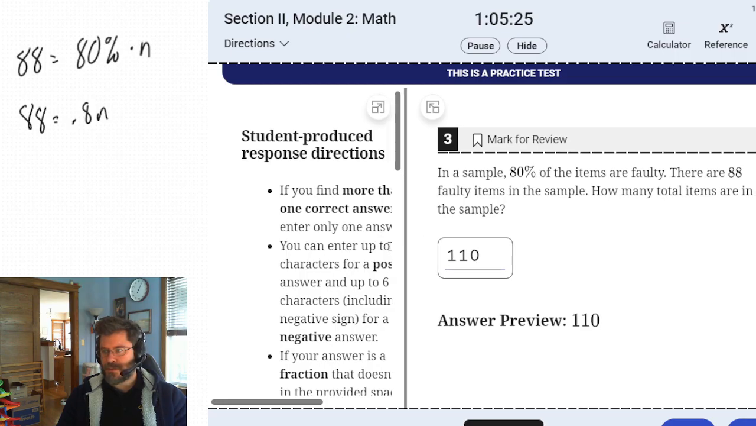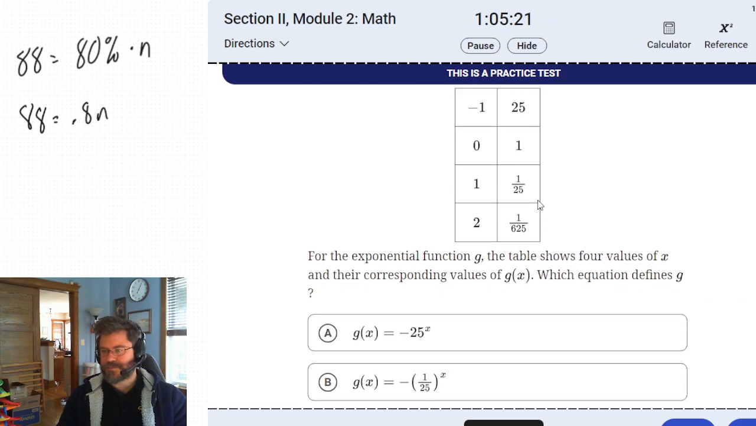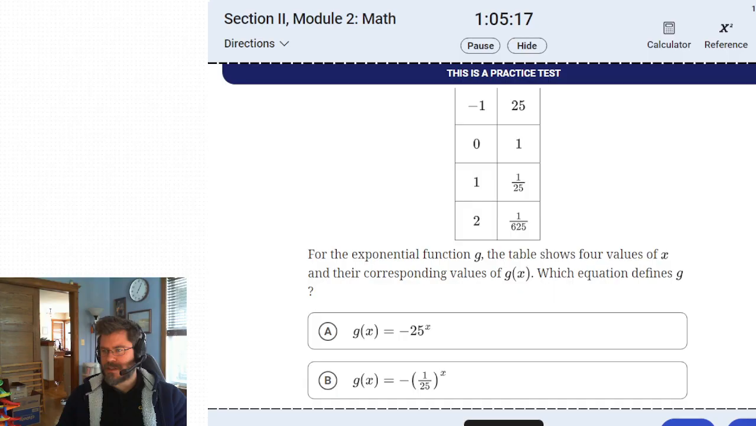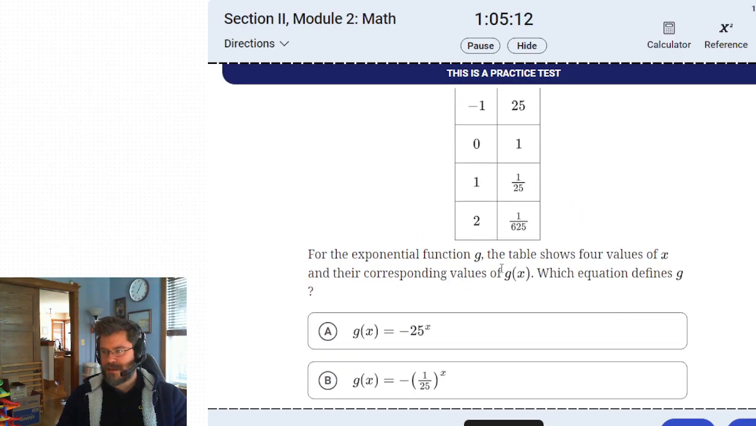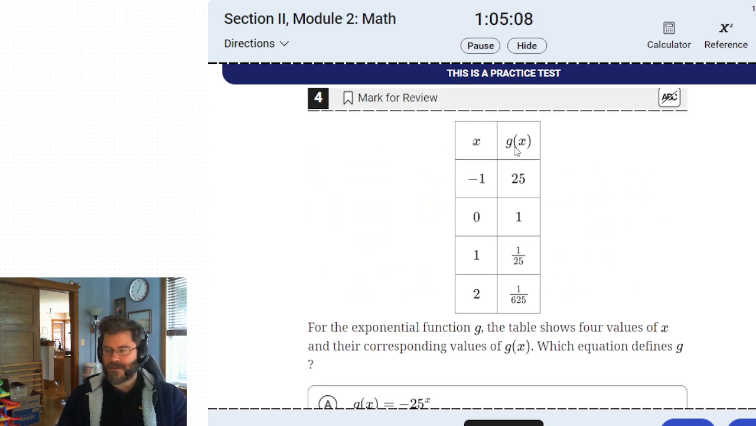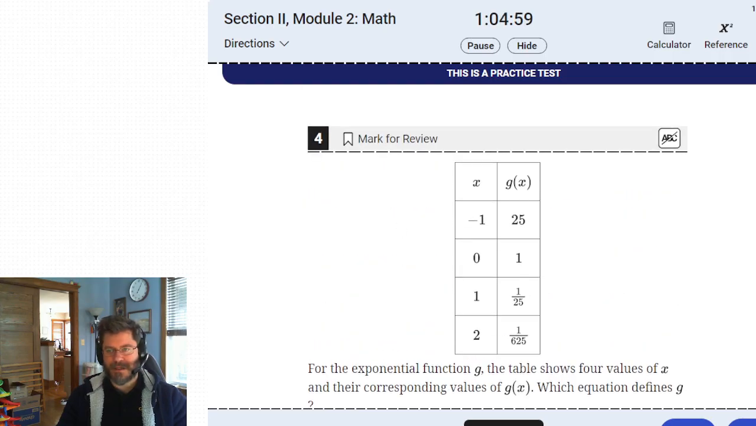Always use your tools, never trust your brain, especially if you don't have to. Alright, the exponential function g, they do tell us this is exponential. What defines g? Okay, so I need to know the rate of growth and the y-intercept. They do give us the y-intercept, thank goodness. 0 for x gives the y-intercept at 1. The leading coefficient in an exponential function, you'll remember from our last video, is the leading term.